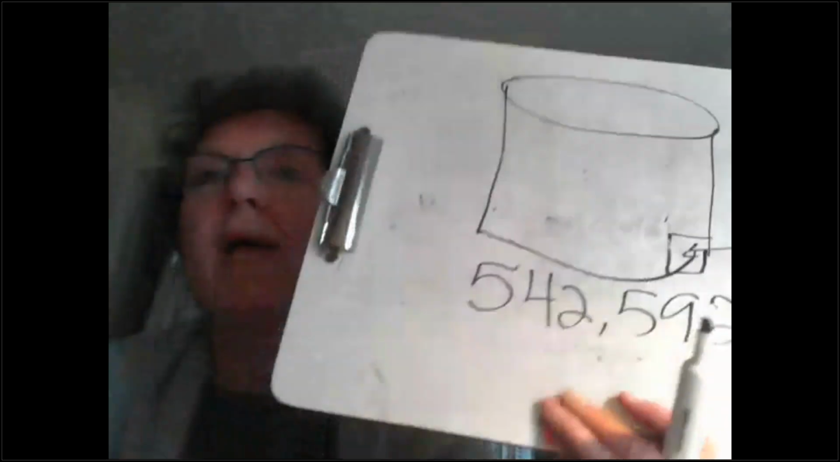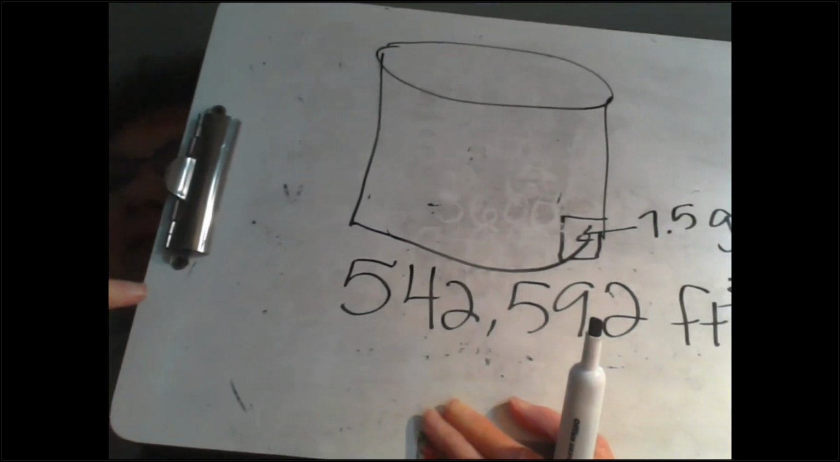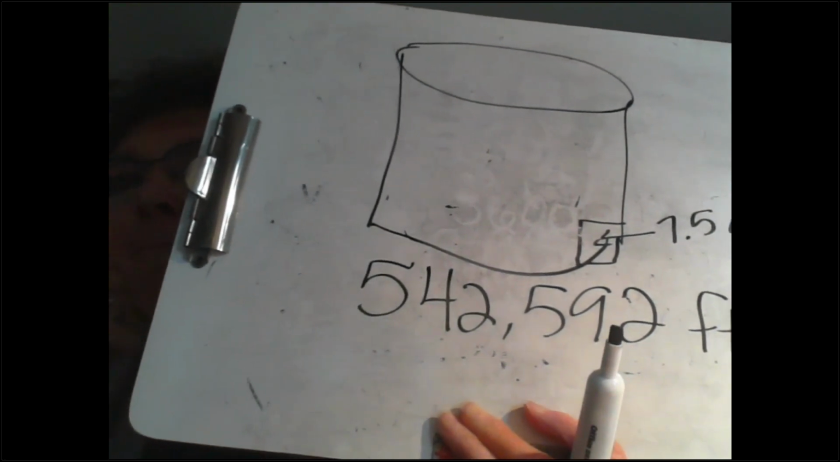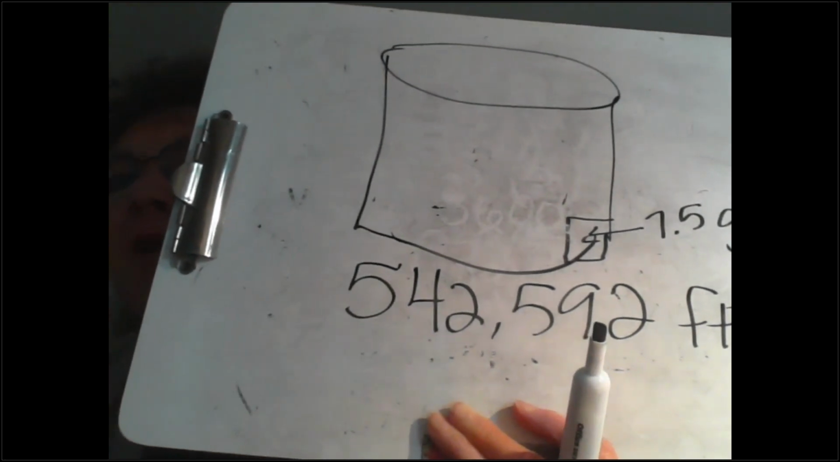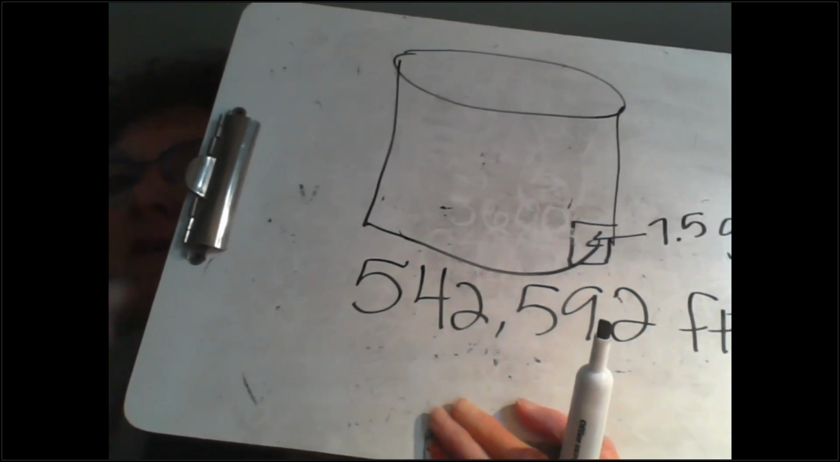So if one cubic foot has 7.5 gallons, and I've got multiple cubic feet, then I'm going to multiply to find what the total is. So take your answer and multiply it by 7.5. You've gotta go up. What do you get?